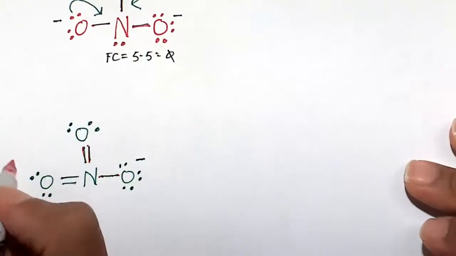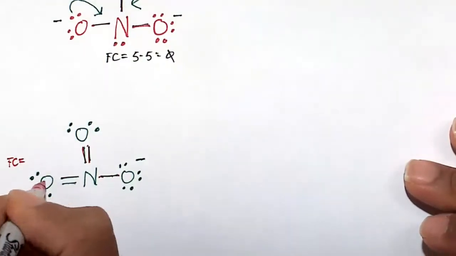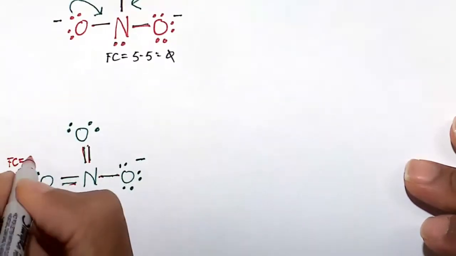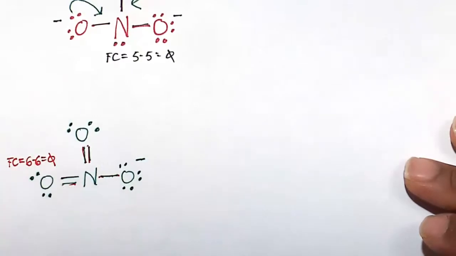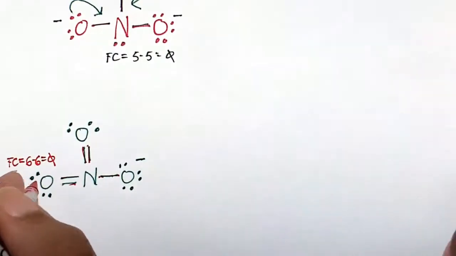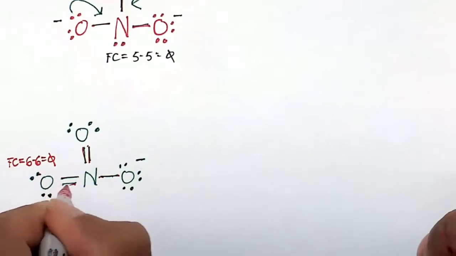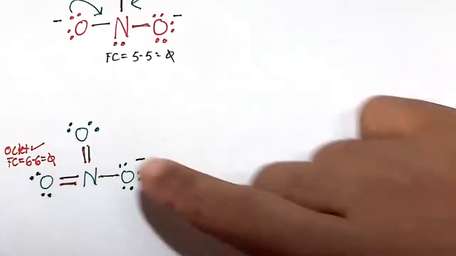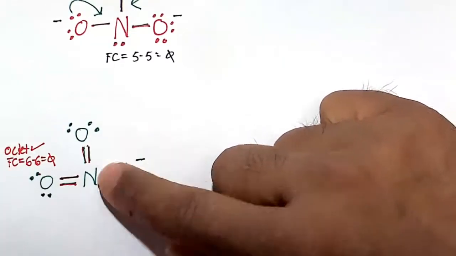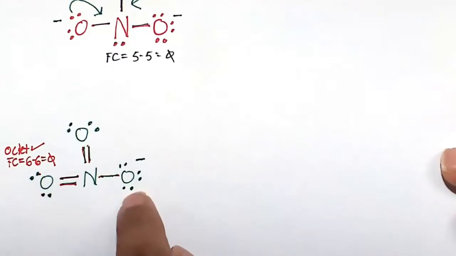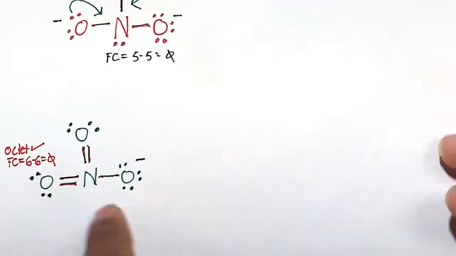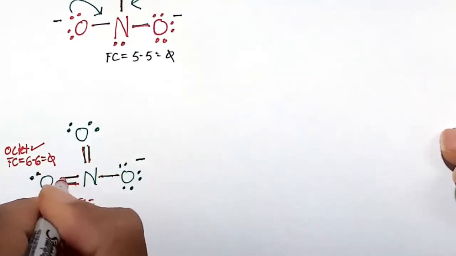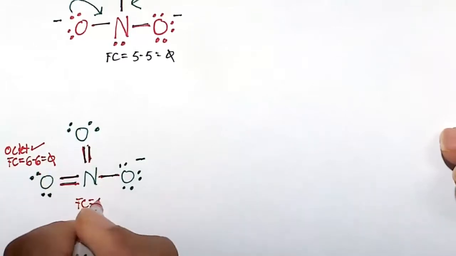And let's look at the formal charge. The formal charge of this oxygen that's double bonded: 1, 2, 3, 4, 5, 6. Oxygen happy at 6. 6 minus 6 is 0. The octet rule for this oxygen that's double bonded: 1, 2, 3, 4, 5, 6, 7, 8. So the octet rule is good. It's going to be the same thing for this oxygen up top because they're both double bonded to the nitrogen. And this oxygen we already know has a formal charge of -1. This nitrogen formal charge: 1, 2, 3, 4, 5. Nitrogen happy at 5.